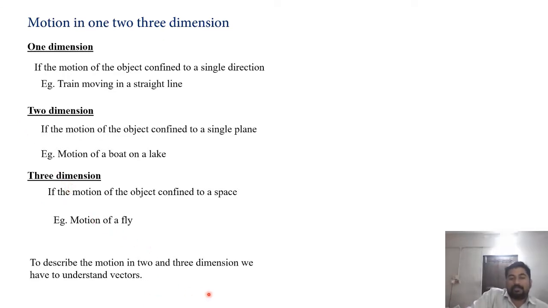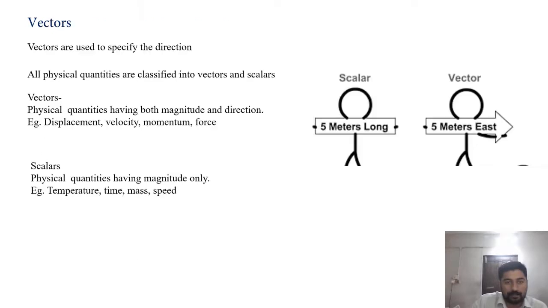To describe motion in 2 and 3 dimensions, we have to understand a new term called vectors. I think you are not familiar with vectors, so we will discuss them in detail in this chapter. If you understand what a vector is and its properties, it is easy to understand these problems. We will discuss the different properties of vectors in later slides. So what is a vector? Vectors are used to specify directions.